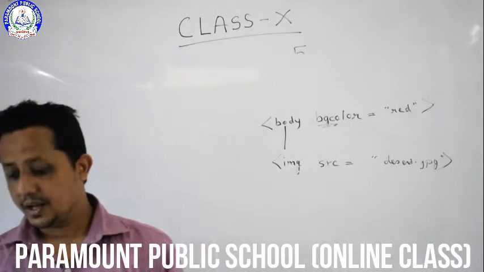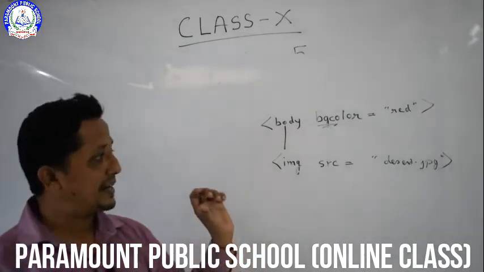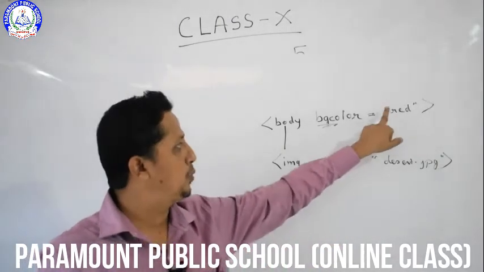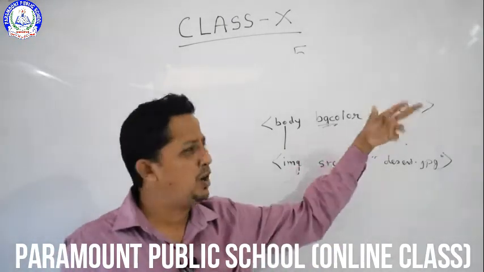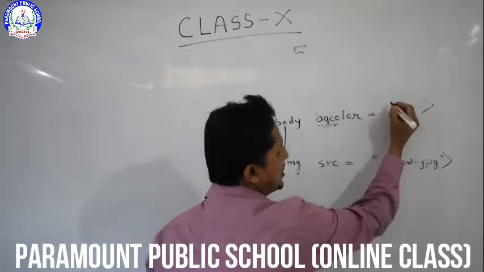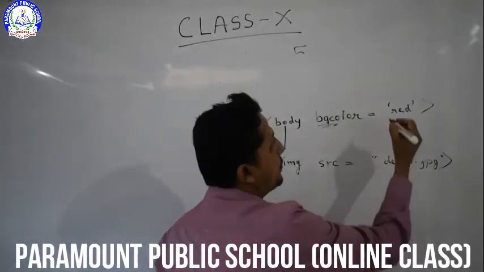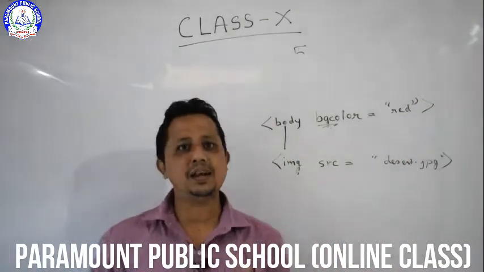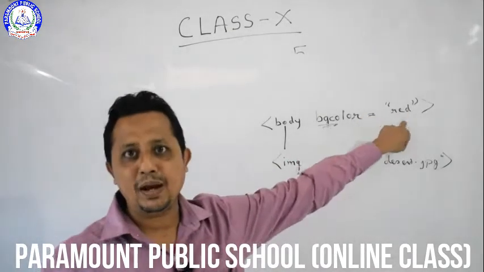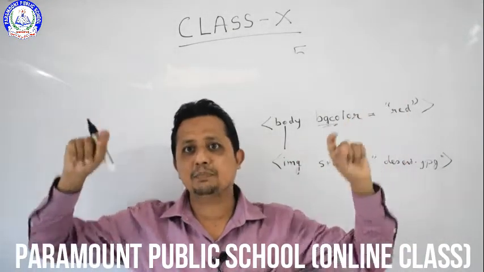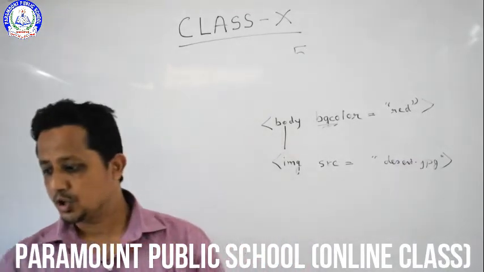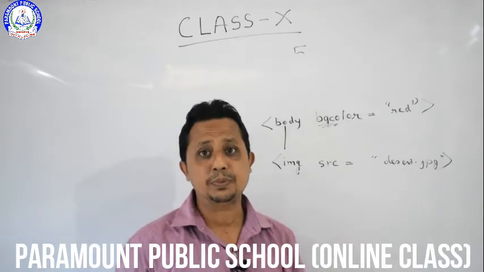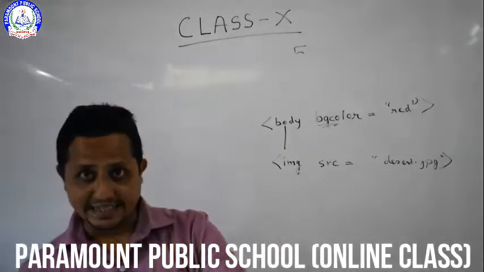And for attribute values, in case of HTML, we can give an attribute value without inverted commas, with single inverted commas, or with double inverted commas. But in XML, the attribute value must be within double inverted commas. It is mandatory. So there lie all the differences. I have discussed all the differences between HTML and XML.